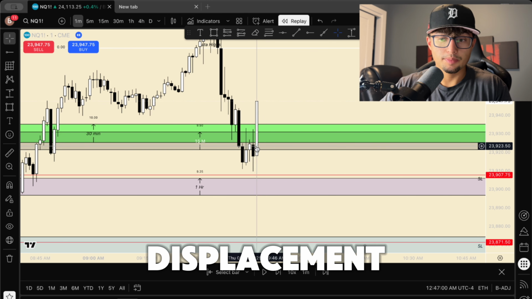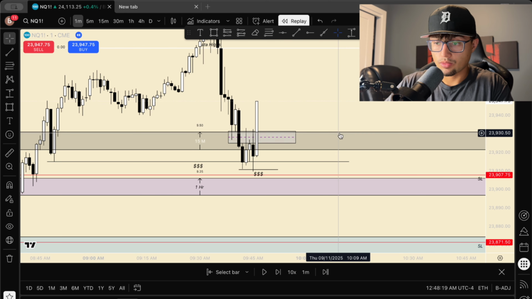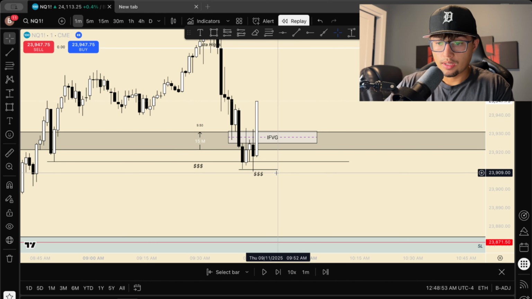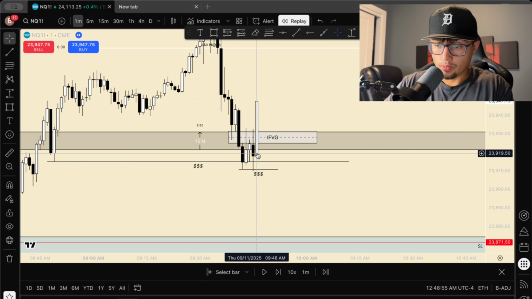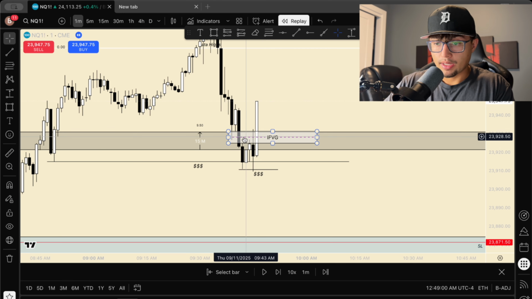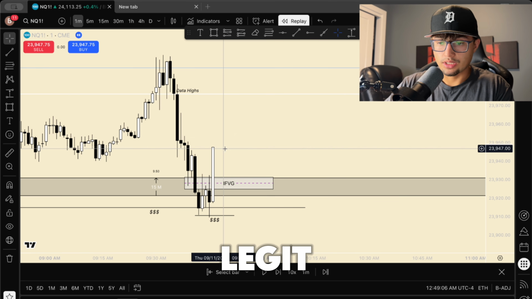Now that we see this displacement candle, let's start going over our confluences. Let me get rid of these higher time frame ones because you don't really need them. It looks like a mess. So we have an inverse fair value gap. Liquidity sweep. Then we have another liquidity sweep with a displacement. So that's an order block. We have a fair value gap that turns into an inverse fair value gap. So right here alone, you could enter right off this, legit.